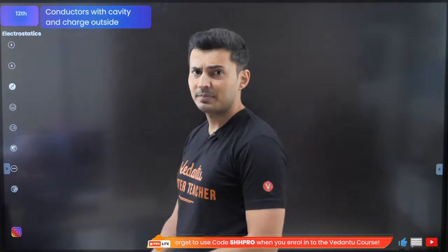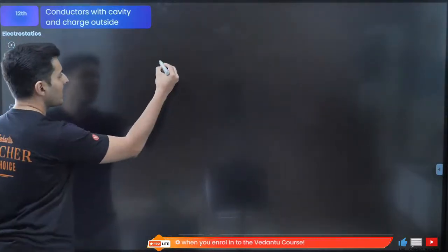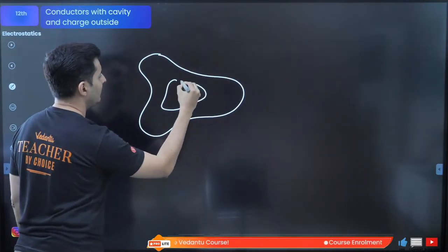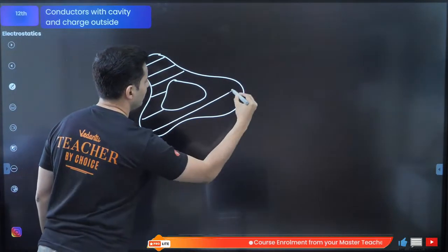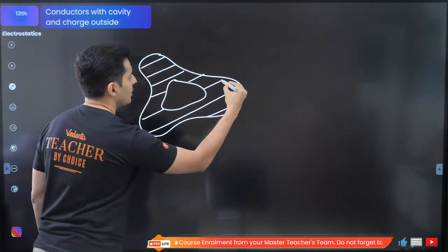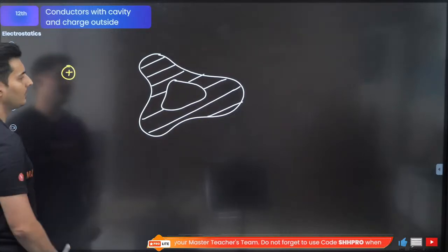Now what happens when the charge is outside? Okay, let's take that example as well. Imagine you have a conductor, you have some cavity. This is the conducting part, so this is the solid part of that conductor, let's say. And now you take a charge, but it is now outside. Let's say it is over here.